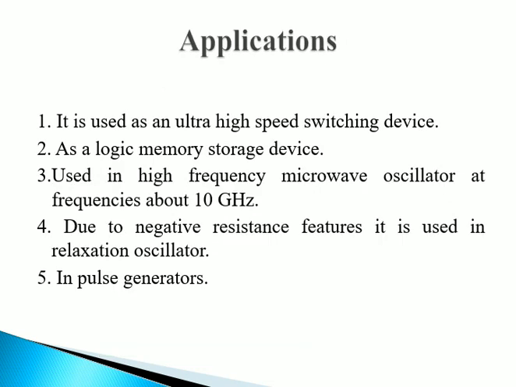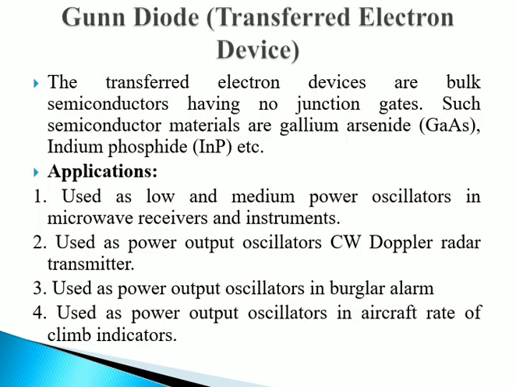So applications of the tunnel diode can be: they are used in ultra high speed switching devices. They can be used as logic memory storage devices. They are used in high frequency microwave oscillators. Also, because they have negative resistance features, they are used as relaxation oscillators, and they are used in pulse generators. The next one is the Gunn diode, which is also known as a transferred electron device.